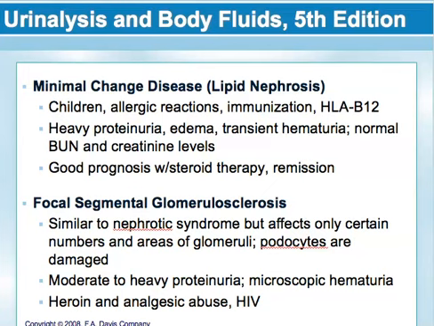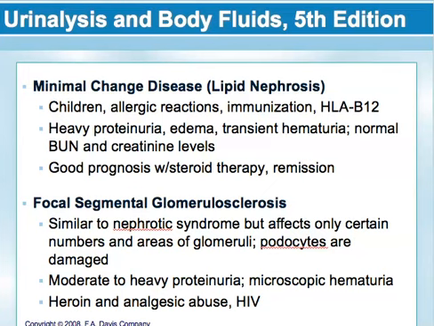Minimal change disease. This one's also known as lipid nephrosis. It produces little damage to the glomerulus, but it still allows increased protein filtration. This one's usually seen in children presenting with edema, proteinuria, and transient hematuria, but they'll have a normal BUN and creatinine. They don't know what causes it exactly, but it has been associated with allergic reactions, recent immunization, and possession of HLA antigen B12. The prognosis for this one is good as it responds well to corticosteroids.